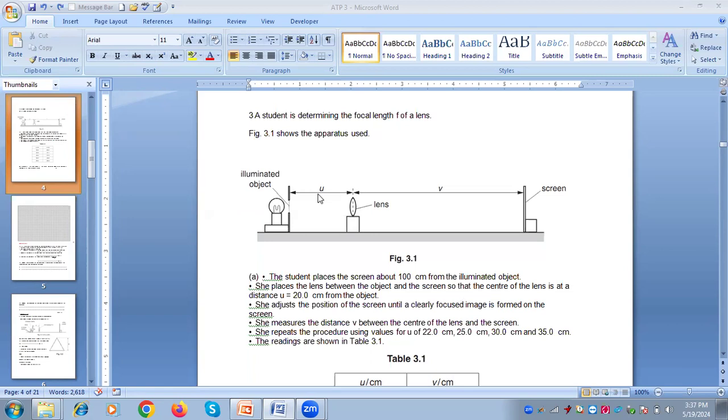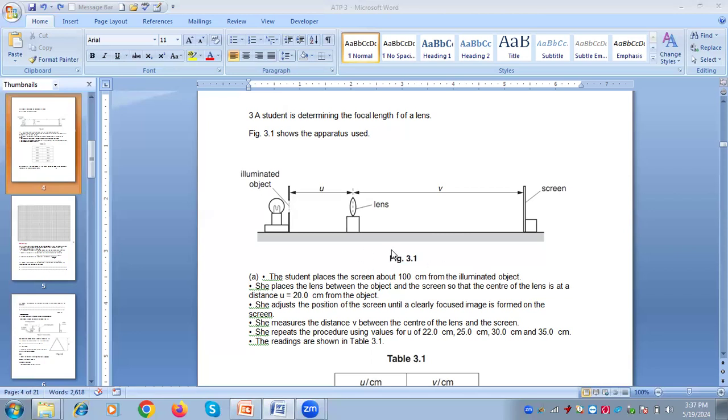This question is from the IGCSE paper, October-November 2017, variant 62, and the other one is from GCE O Levels, May-June 2023. So here the arrangement is given.